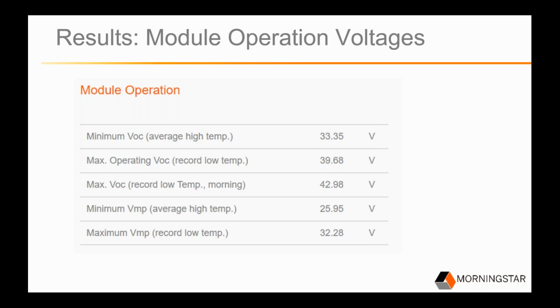You can see there's a big difference in the minimum and maximum voltages when you compare the average high temperature versus record low temperature. There's a big difference between these voltages and the voltages on the module spec sheet, which are based on a 25C temperature. You can see that there's almost a 9-volt difference between the minimum and maximum VOC here, and more than a 6-volt difference with the maximum power voltage. The operational voltage range will determine the range for how many modules you can connect in series for strings of the array.